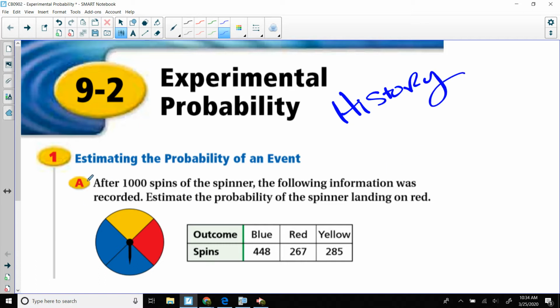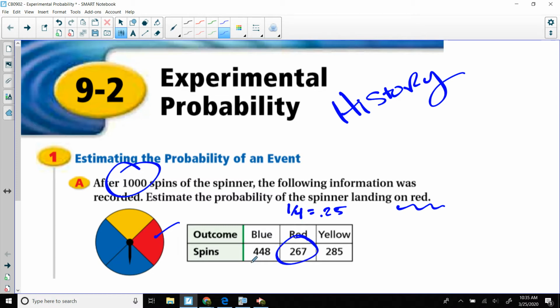All right, so if we look at the history of this example, they spun this spinner 1,000 times. And they want to know what's the probability that it'll get red on the next spin. If they spun it 1,000 times, this is potentially rigged in some way. Maybe there's a coefficient of friction on that spinner, so it slows down on certain things. Normally, there's only one red section out of 4, so it'd be 1/4, which is 25%. But they spun it, and they got 267 of them.